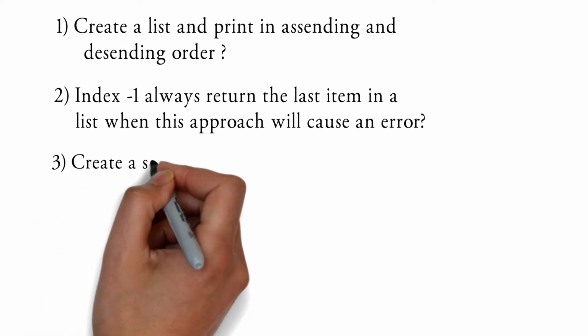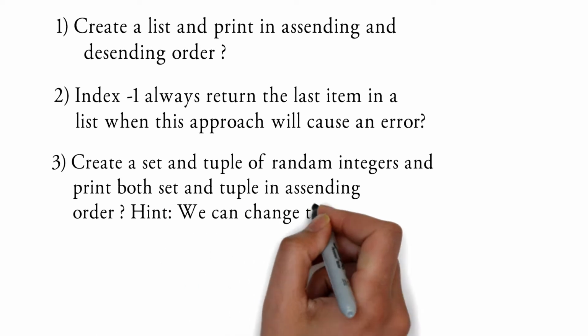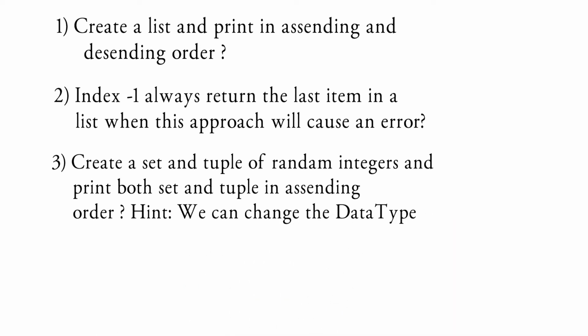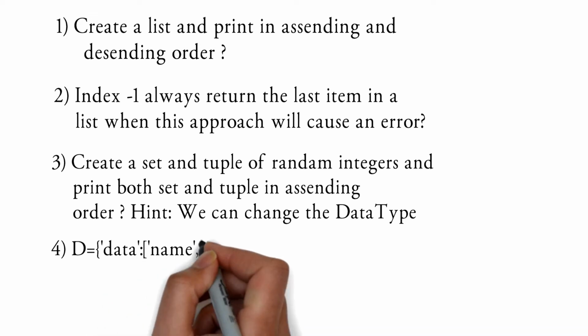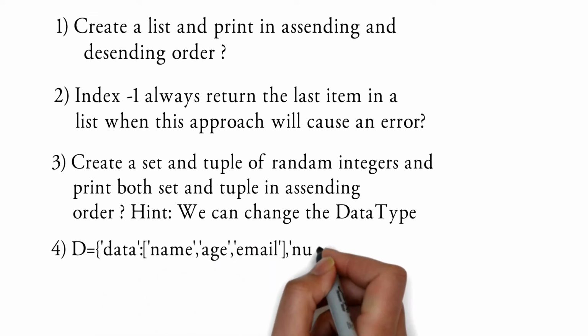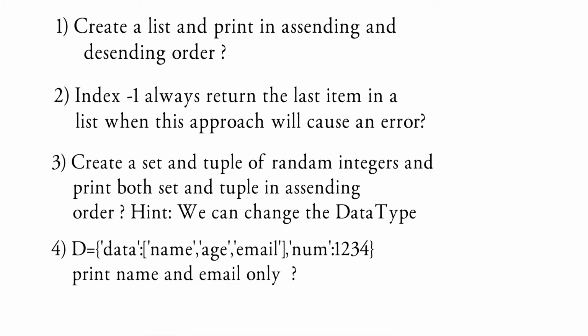And the third question is create a set and tuple of random integers and print both set and tuple in ascending order. And we can change the data type, but the output and the given set and tuple must have the same data type. And the fourth question is print only name and email from the given dictionary.